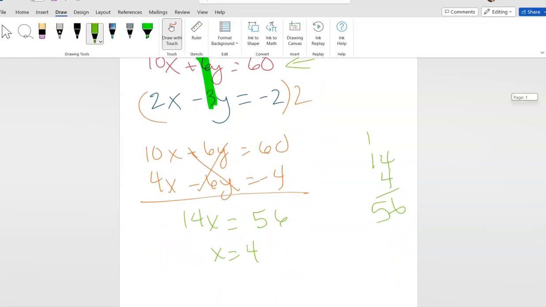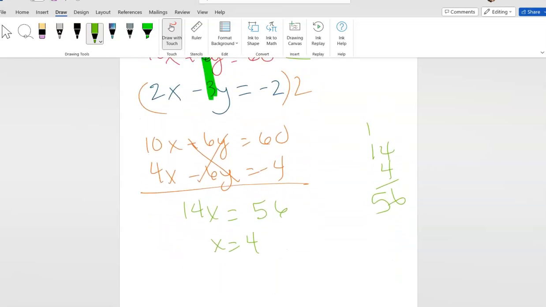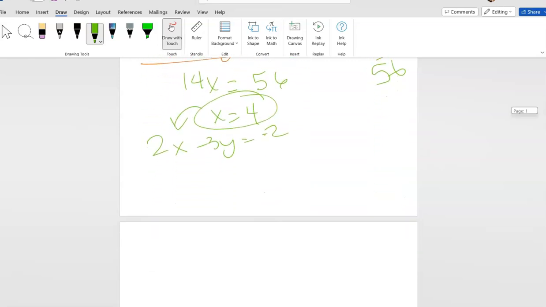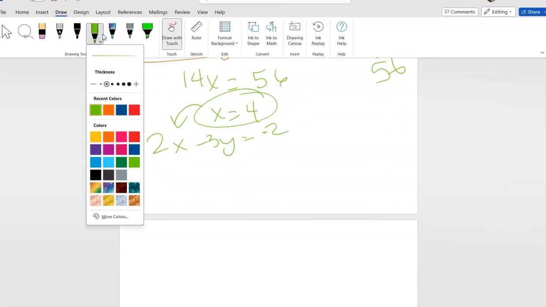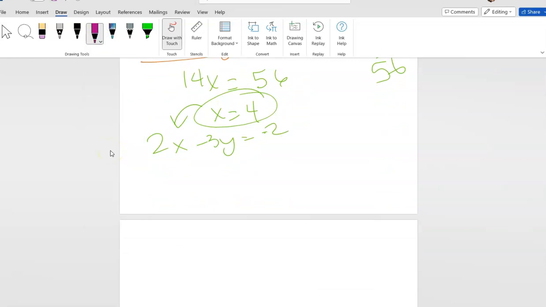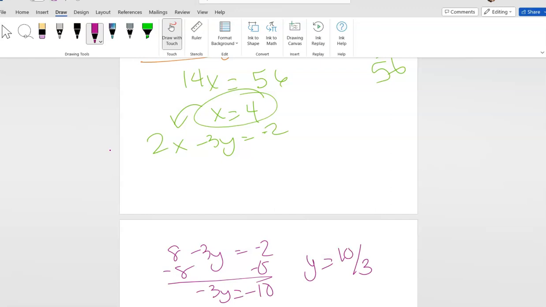And so I'll probably go to this 2x because it's smaller. 2x minus 3y equals negative 2. And I'm going to put in this for x. Okay? So I'm going to get right here 8 minus 3y equals negative 2. Subtract 8 from both sides. Negative 3y equals negative 10. So then y equals 10 thirds because the negatives cancel out. So then my solution is 4, 10 thirds.